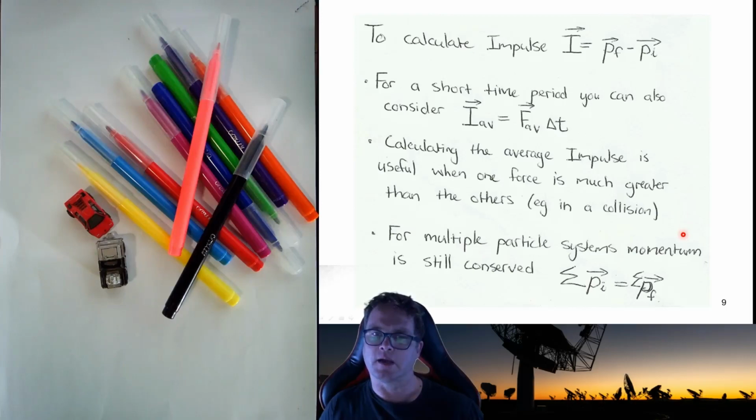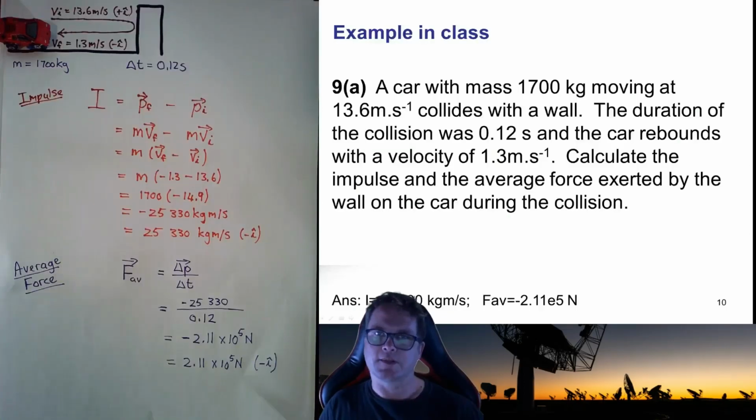If we have a multiple particle system, then the conservation of momentum law still applies, except that for a multiple particle system, what we need to do is sum the momentum of each of the individual particles. Let's have a look at an example of a problem involving the calculation of impulse. A car with mass 1,700 kg moving at 13.6 meters per second collides with the wall. The duration of the collision was 1.2 seconds and the car rebounds with a velocity of 1.3 meters per second. Calculate the impulse and the average force exerted by the car on the wall during the collision.